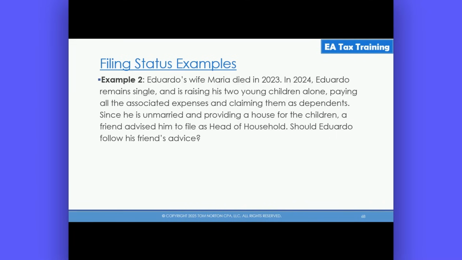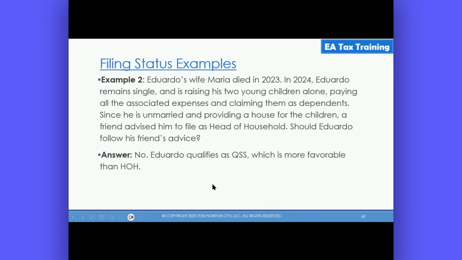Well, I'm sure you've figured out by now, maybe Eduardo actually qualifies for an even better filing status than head of household. Maybe he qualifies as a qualified surviving spouse. So let's think about it. Maria died in 2023, so that's 1 year before. He's not remarried. He's got two children. They are dependents. Sounds to me like Eduardo qualifies as a qualifying surviving spouse, which is better than head of household. So the answer to our question is no.